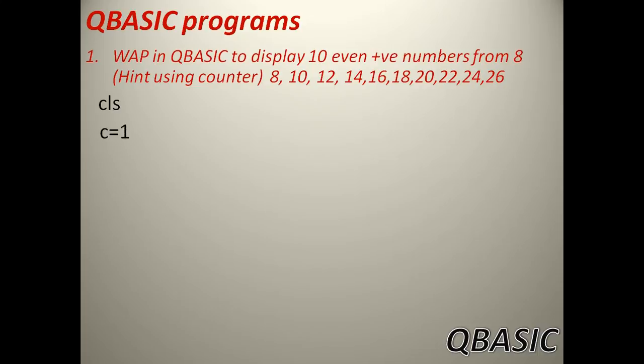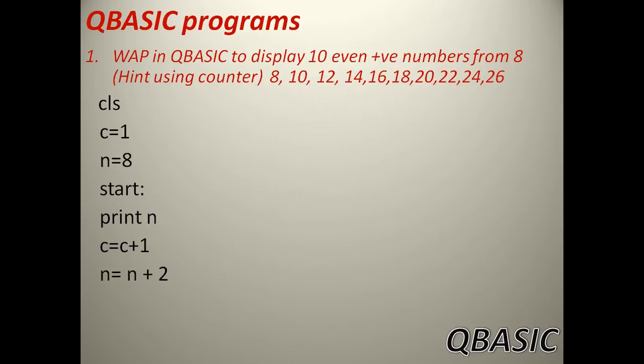CLS, initialize the counter to 1 first. Now initialize the first value using any one variable. I am using N here. N = 8. Start. Print N. You print the first value on the output screen. C = C + 1 means increment the counter by 1.